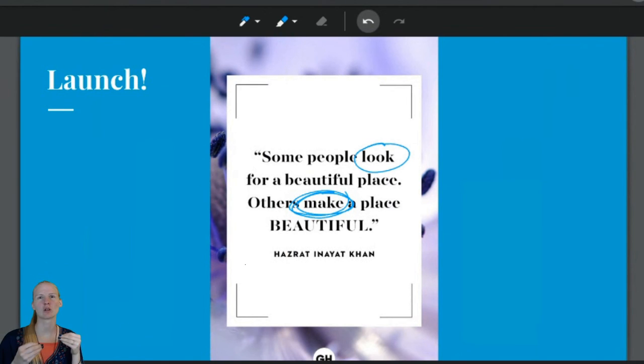You can sit around and you can whine about, oh, this place isn't beautiful, my situation isn't beautiful. Or you can take that situation and you can make it beautiful. You can make new friends. You can make your apartment decorated with whatever you want it to be. So, don't look for a beautiful place, make a beautiful place.